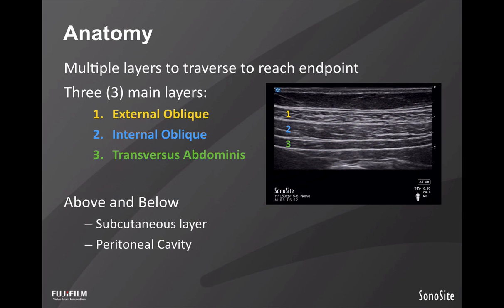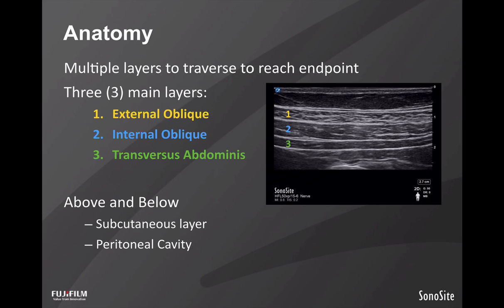Now, I'm going to go over the layers that we have to go through again and again, just as to hammer home what layers are important, which ones are not, and where we need to go. So the multiple layers that need to be traversed again are the main ones: external oblique muscle, the internal oblique muscle, and the transversus abdominis muscle. As you can see, they're color-coded here. The external oblique is the most superficial, followed by the internal oblique, followed by the transversus abdominis. The layers above and below these layers are the subq, most superficially, and the peritoneal cavity, most deep.